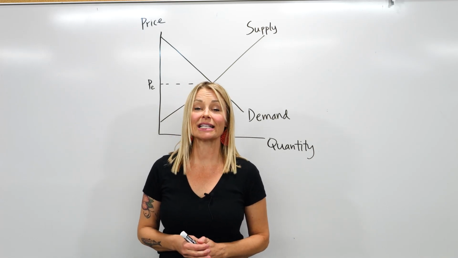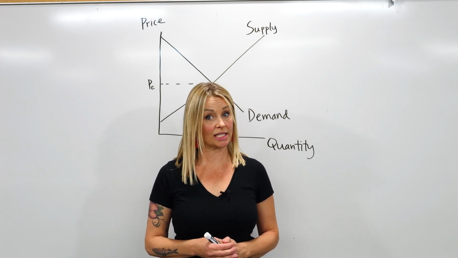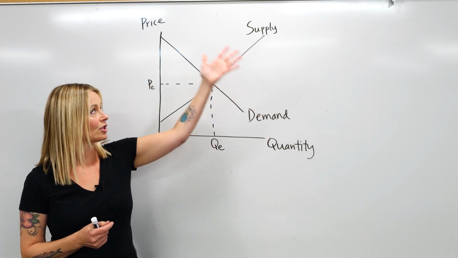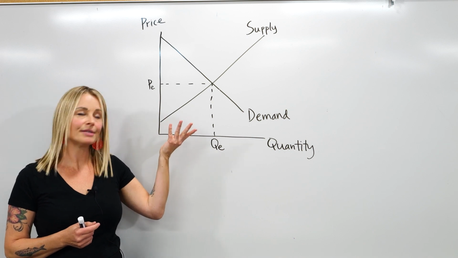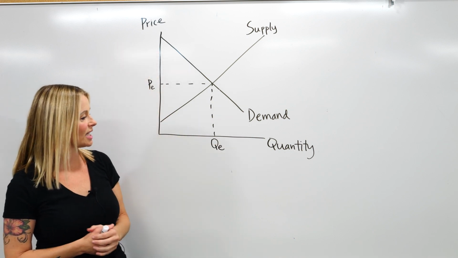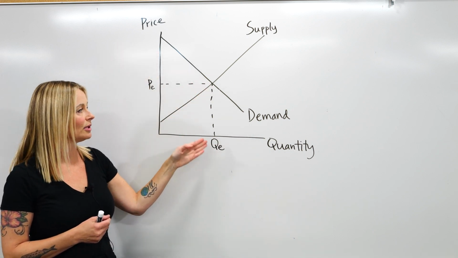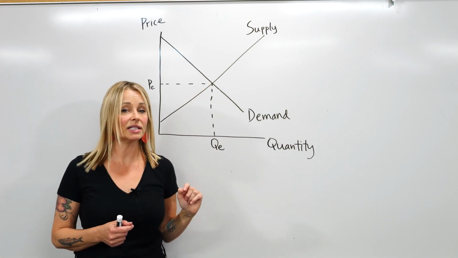Today we're going to take a look at consumer and producer surplus. So we start with our trusted diagram, the supply and the demand curve here on our price and quantity axes. And we are at equilibrium here where they cross, of course, we know that.